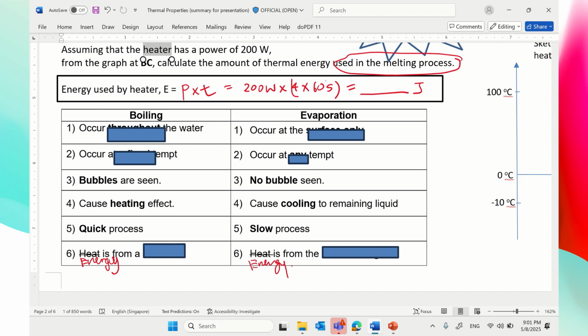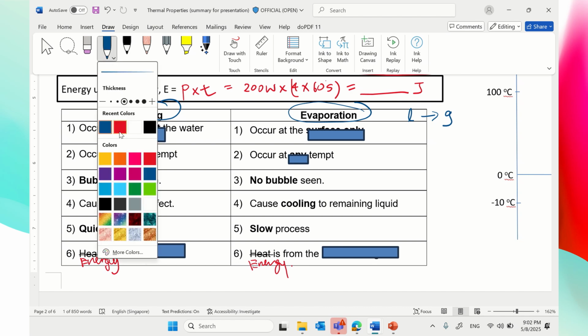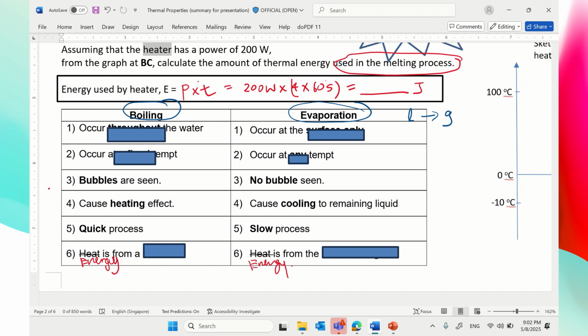Now, knowing that there are 6 differences, it means boiling and evaporation are very different, although the change of state is the same. Both boiling and evaporation have a change of state from what? Liquid to gas, right? From liquid to gas. But they are very different when it comes to the physical properties. So if you recall, for boiling, bubbles are seen, but for evaporation, no bubbles are seen, right?